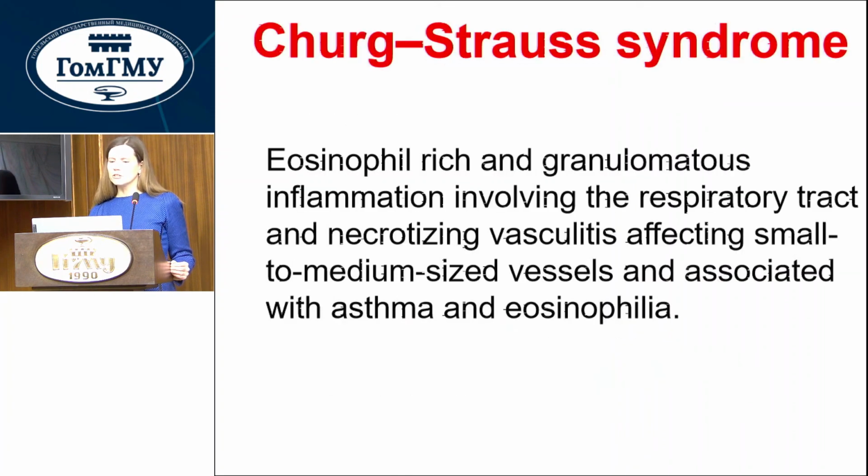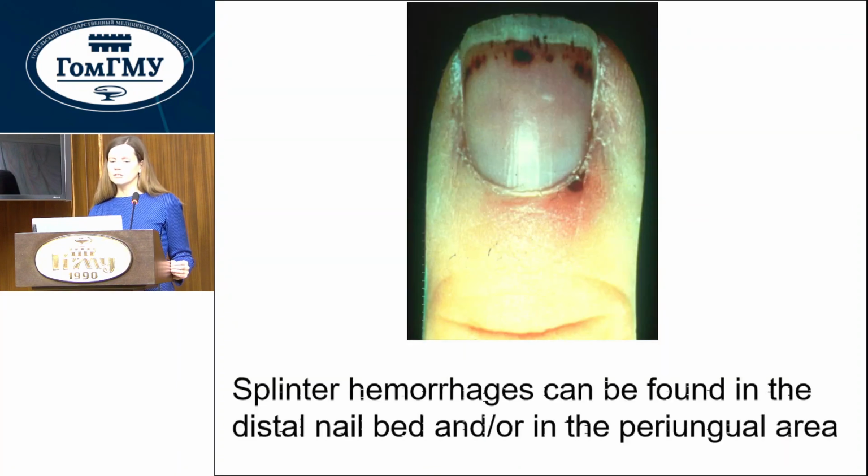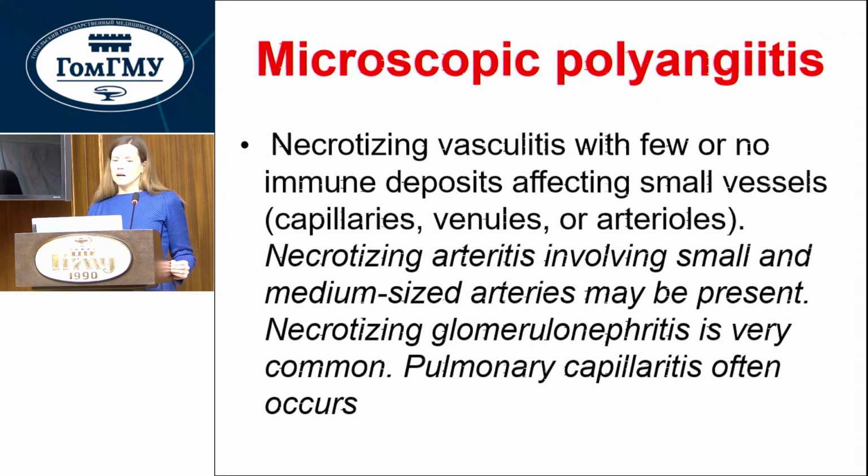Churg-Strauss syndrome, it's also a very interesting disease associated with bronchial asthma and eosinophilia. The duration of asthma is usually more than 10 years. We can see symptoms of the disease, maybe skin changes with livedo reticularis, maybe nail changes with necrosis, and we can discuss microscopic polyarteritis.